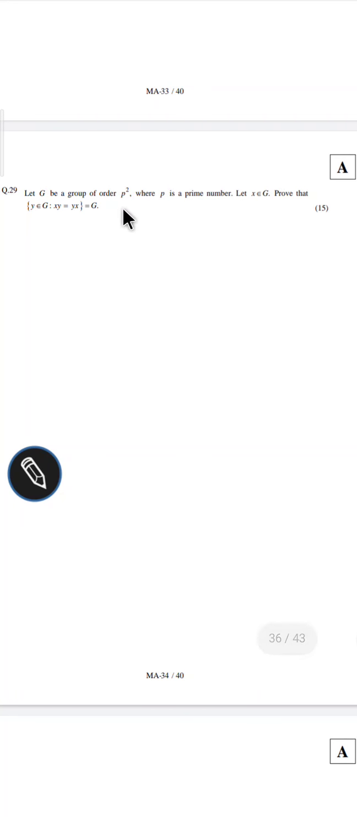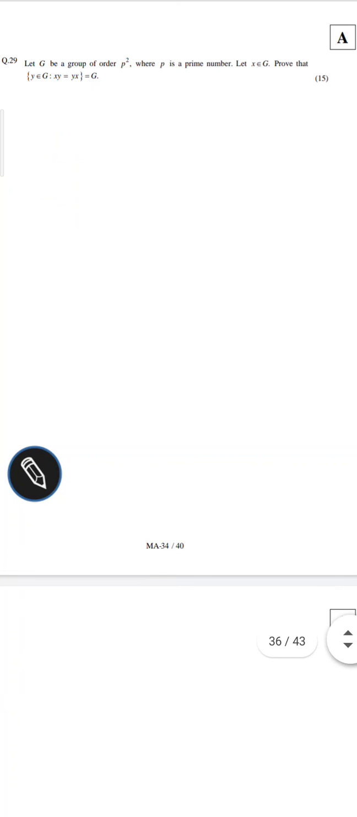G is a group of order p square, then prove that G is this. The set of pairs such that xy equal to yx, that means abelian. Yeah, fine. It is abelian.